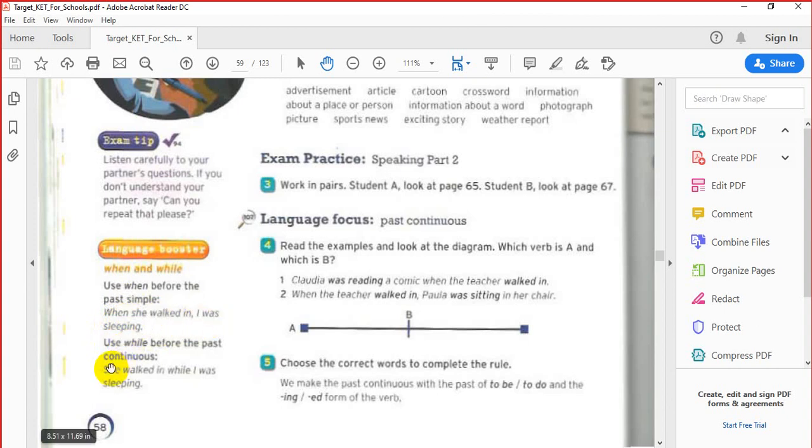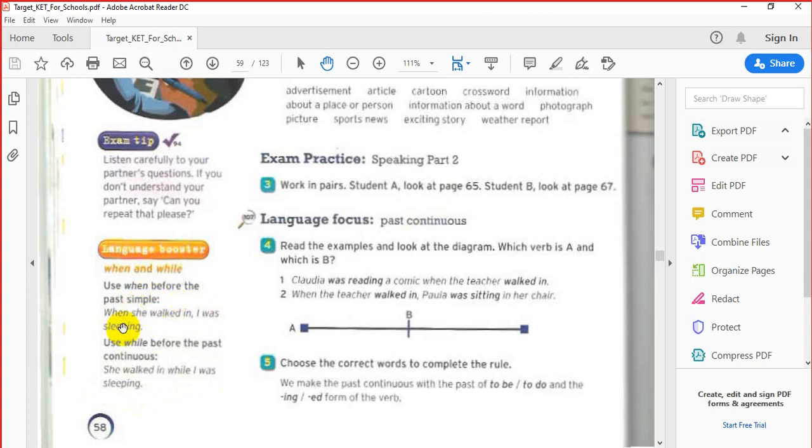When do we use while? Use while before the past continuous. So it's different. Past continuous is the verb with ing. Here, she walked in while I was sleeping. While, past continuous, was sleeping. So while is before the past continuous. What about when here? We use when before the past simple.